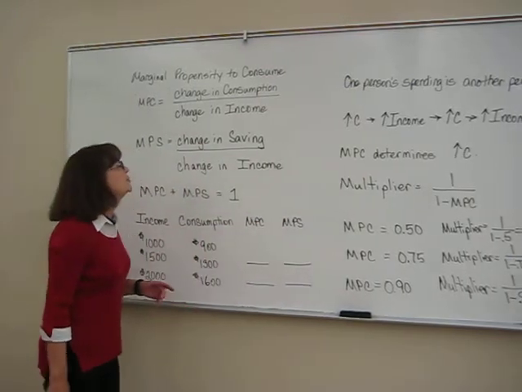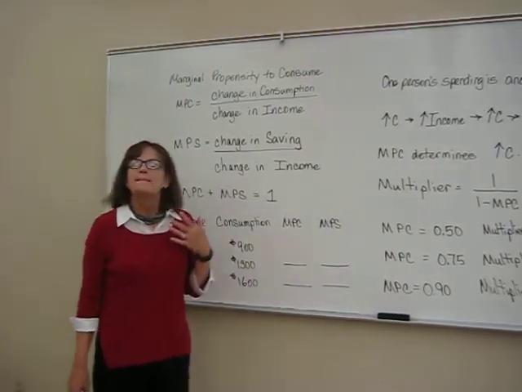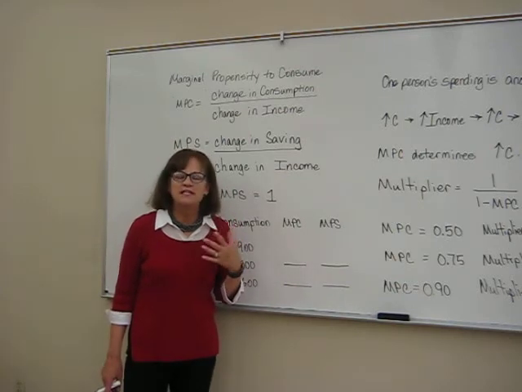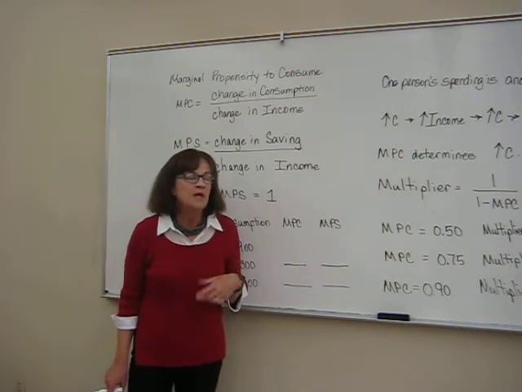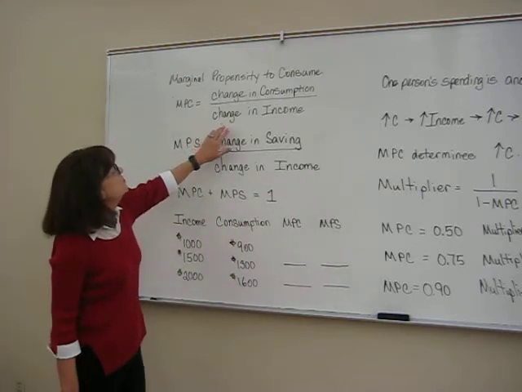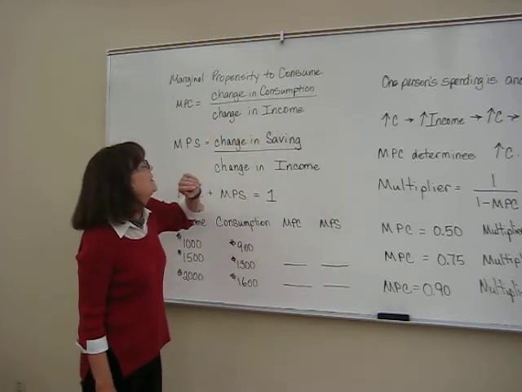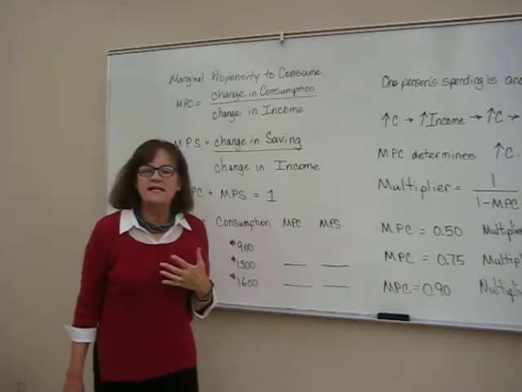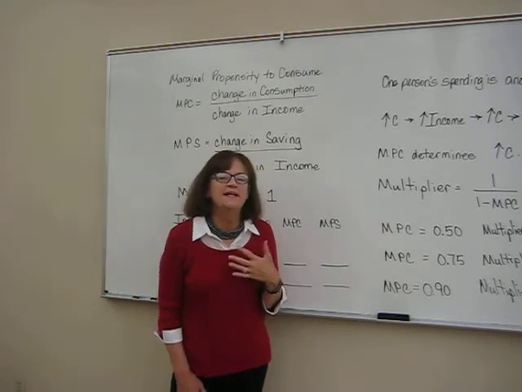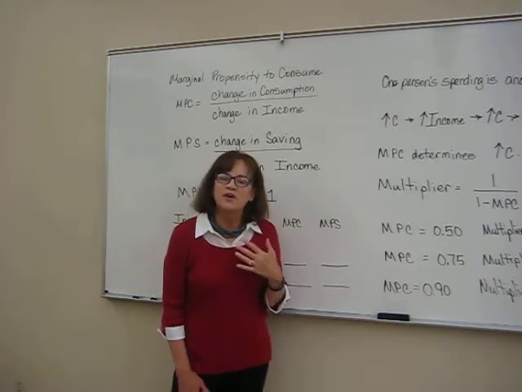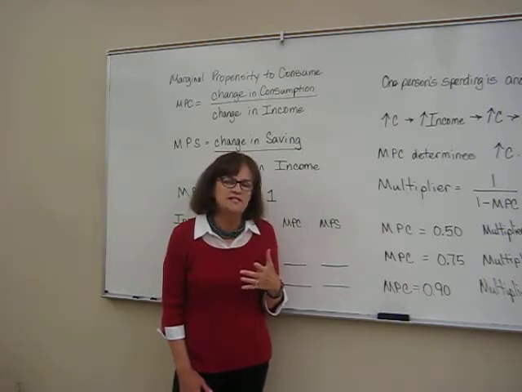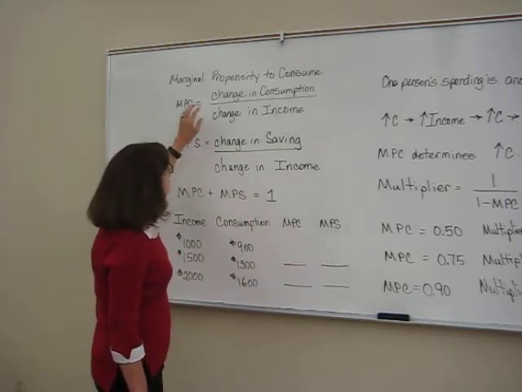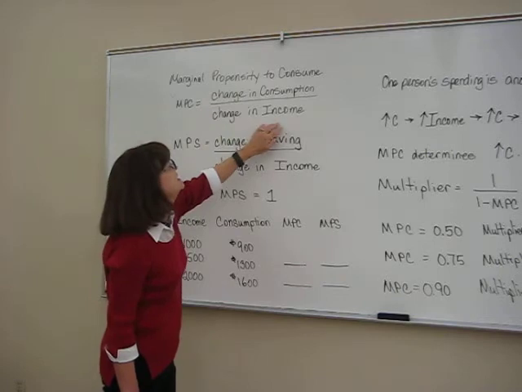The marginal propensity to consume measures how consumers respond to changes in their income. So when a consumer has a change in income, how does their consumption change? It makes sense that as consumers get an increase in their income, their consumption increases as well. This is a percentage of their change in income.